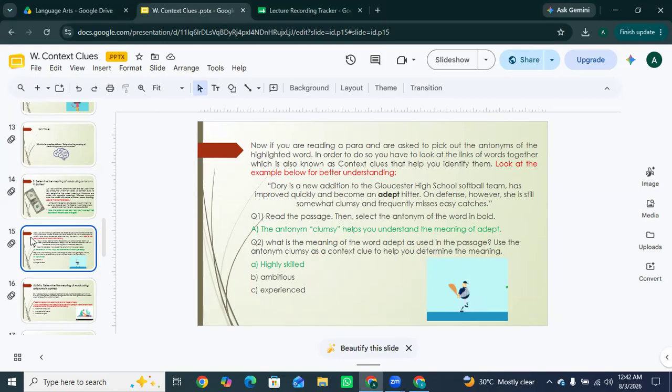So here's a passage: Dory is a new addition to the Gloucester High School softball team. She has improved quickly and become an adept hitter. On defense, however, she is still somewhat clumsy and frequently misses easy catches. Select the antonym of the bold word. Adept. The word clumsy is used as the opposite comparison to adept, highlighted by the word however. What is the meaning of adept as used in the passage? Highly skilled.